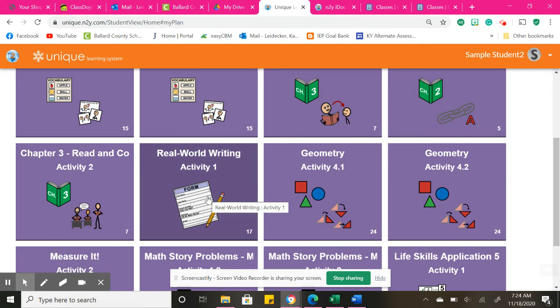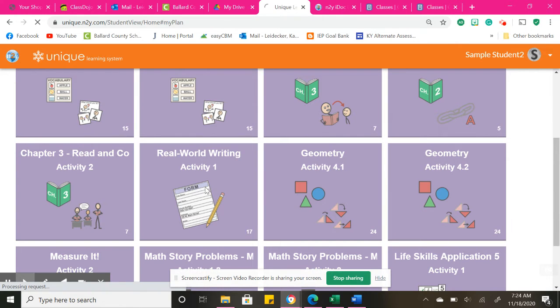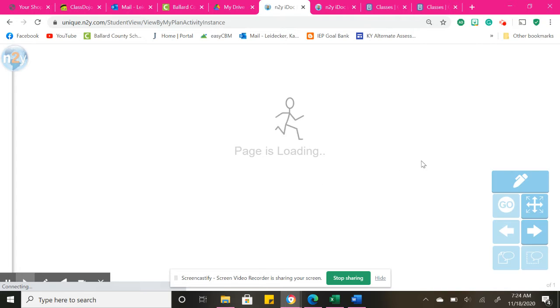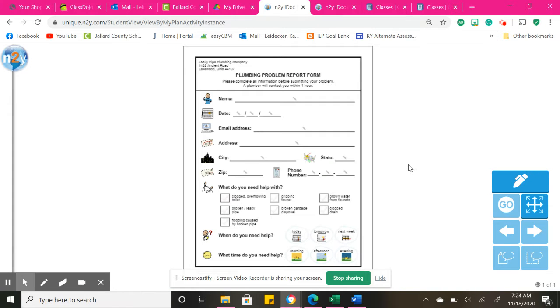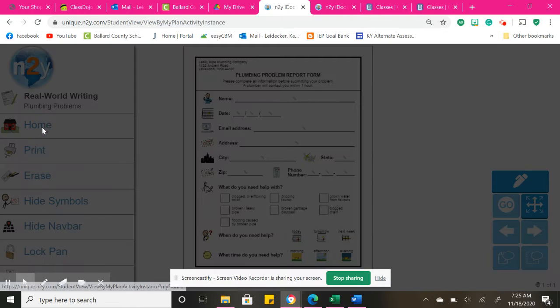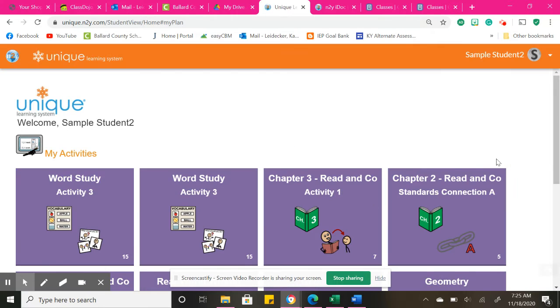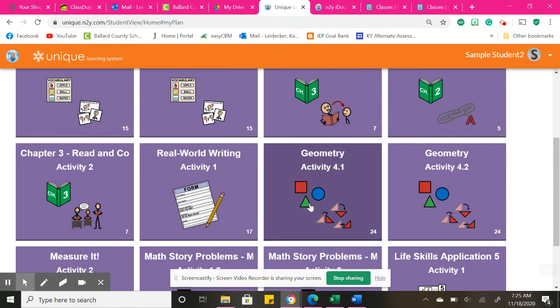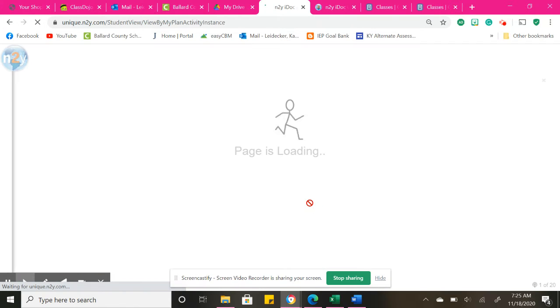Okay, your real world writing. This is just a form for, you've been learning about how to solve problems within the house with plumbing. So you will fill this out. This is a plumbing problem report form. All right, and then geometry, you have 2 boxes.